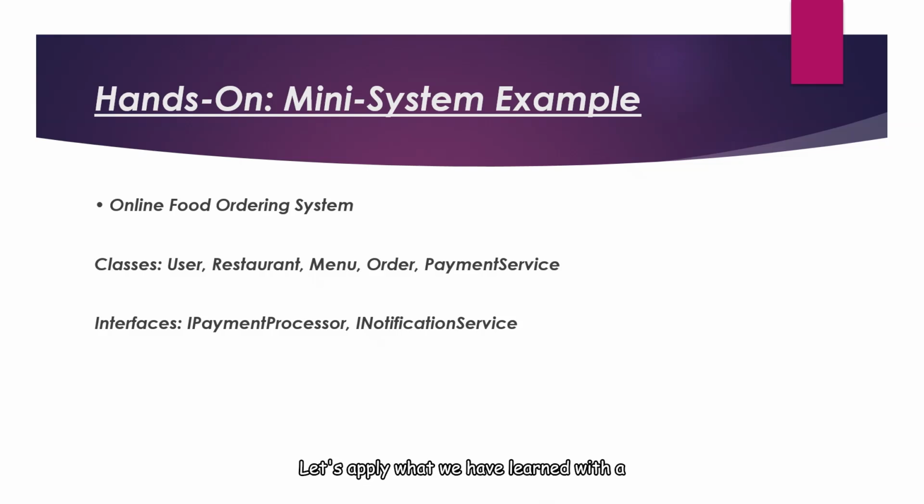Let's apply what we have learned with a hands-on example. Imagine we are building an online food ordering system. We begin by identifying the key classes: user, restaurant, menu, order, and so on. Each of these classes will have specific responsibilities and will interact with one another. For instance, the order class will depend on the payment processor interface, allowing us to implement various payment methods. Additionally, we might create an interface like INotificationService to notify users of order updates. The goal is to keep the design modular and flexible so that adding new features in the future will be easier.